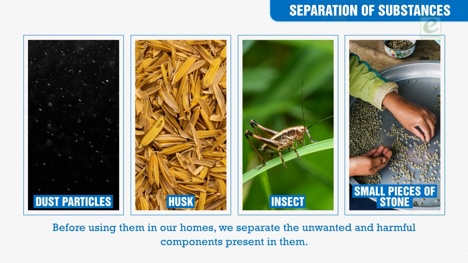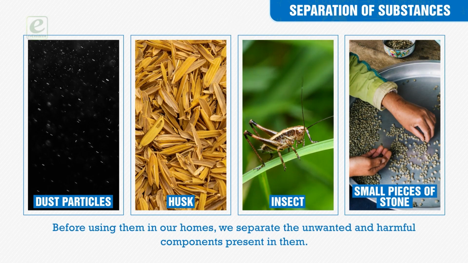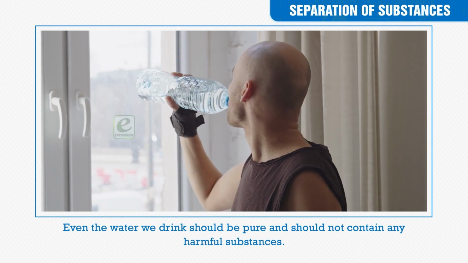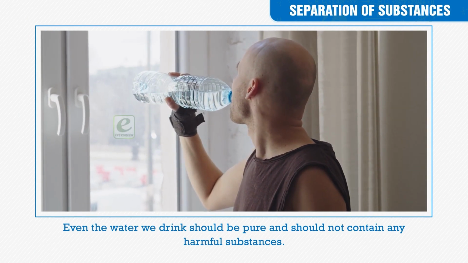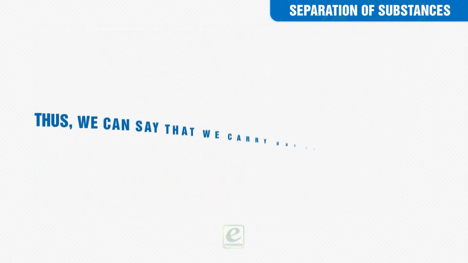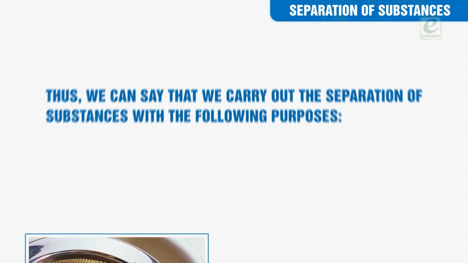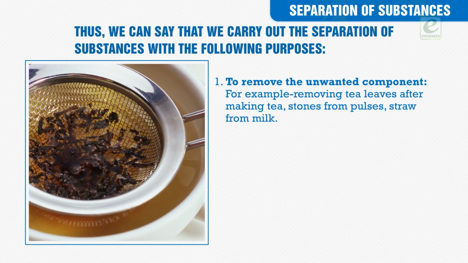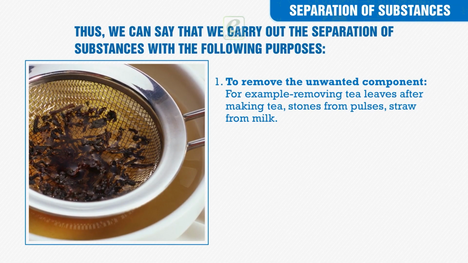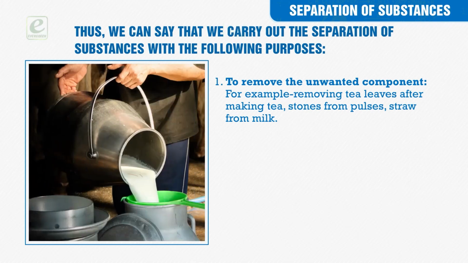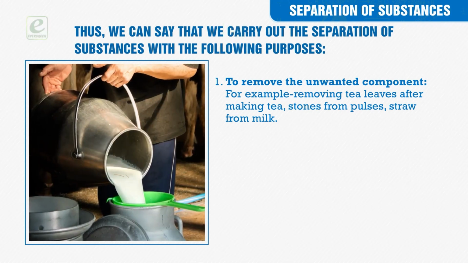Before using them in our homes, we separate the unwanted and harmful components present in them. Even the water we drink should be pure and should not contain any harmful substances. Thus, we can say that we carry out the separation of substances with the following purposes. To remove the unwanted components, for example, removing tea leaves after making tea, stones from pulses, straw from milk.